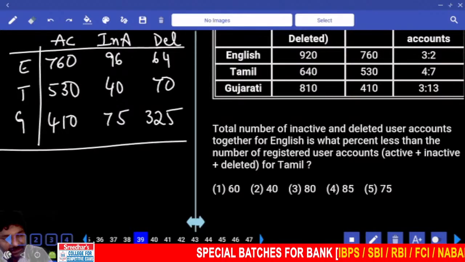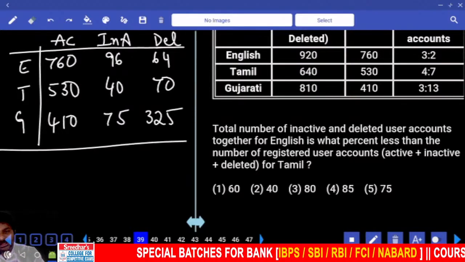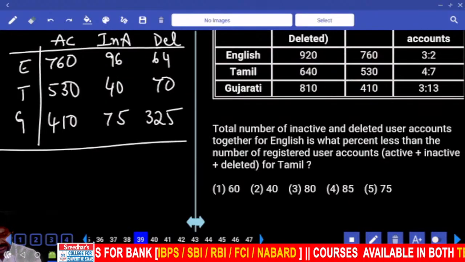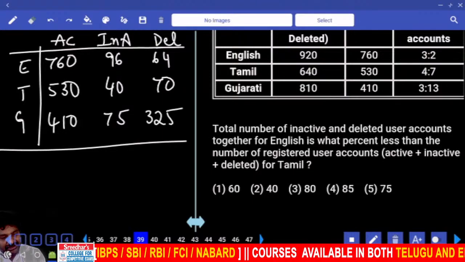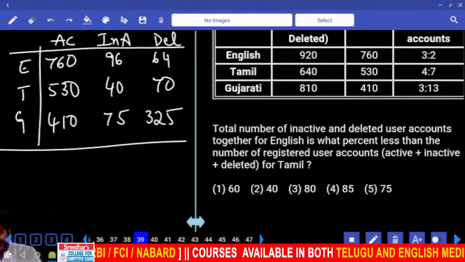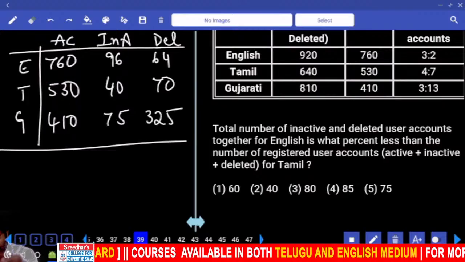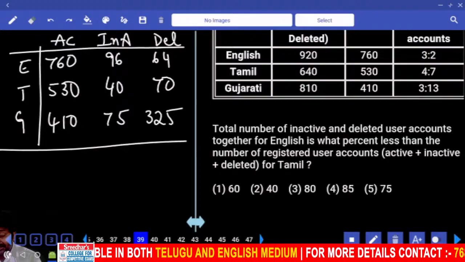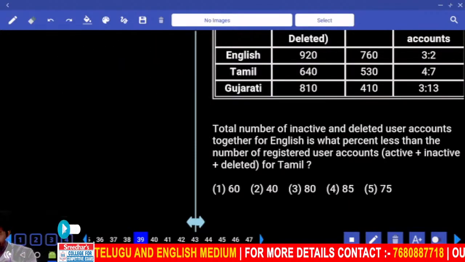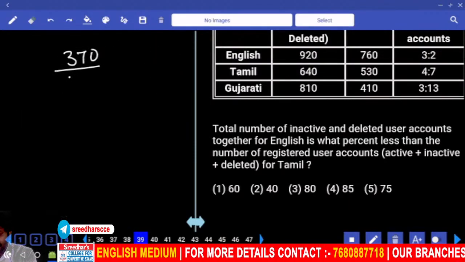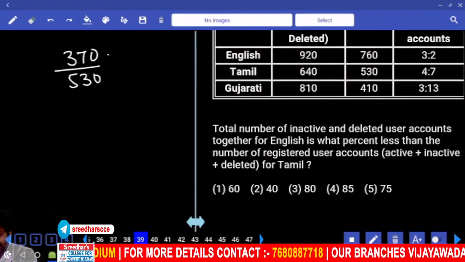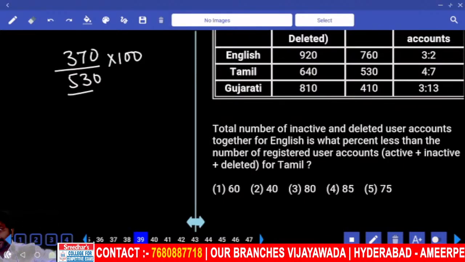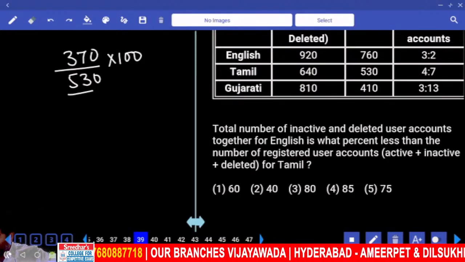Total number of inactive and deleted user accounts together for English. Inactive and deleted both together 160. Is what percent less than registered user accounts for Tamil? Tamil registered user accounts and both together 160, right? 160 is how much less than 530? 370 less from 530. Percentage into 100. Clear? What is 10%? Approximately 50.